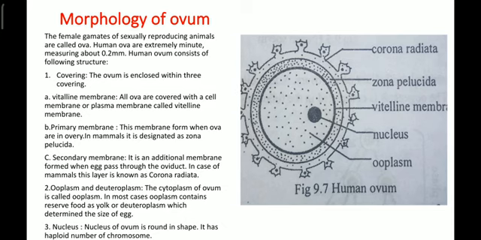and the ooplasm and the deuteroplasm. The cytoplasm of the ovum is called the ooplasm. In most cases, ooplasm contains reserve food as yolk or deuteroplasm, which determines the size of the egg. Nucleus. The nucleus of the ovum is round in shape. It has a haploid number of chromosomes.